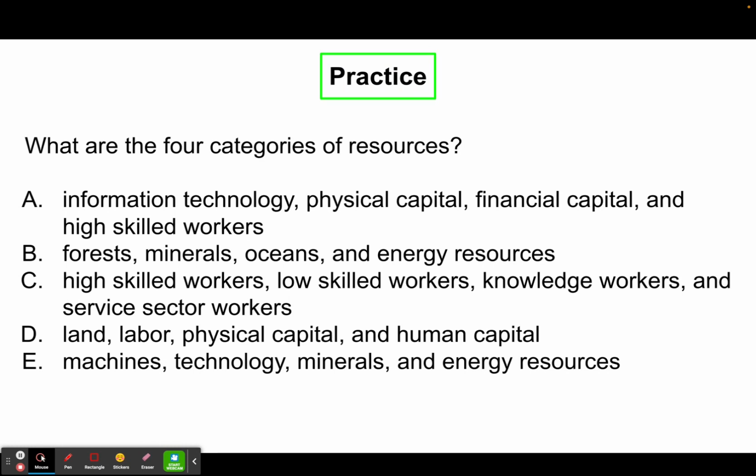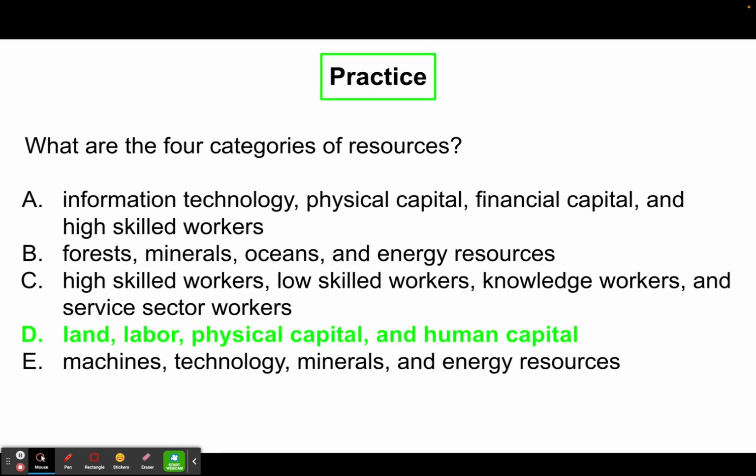So in this case, what are the four categories of resources? The correct answer is D, land, labor, physical capital, and human capital.